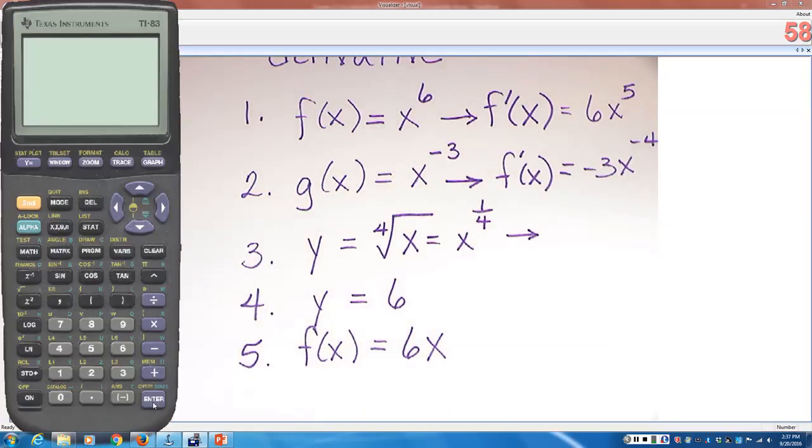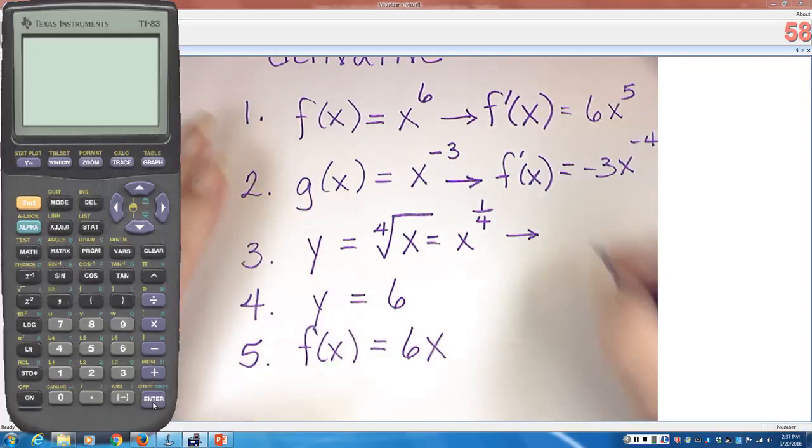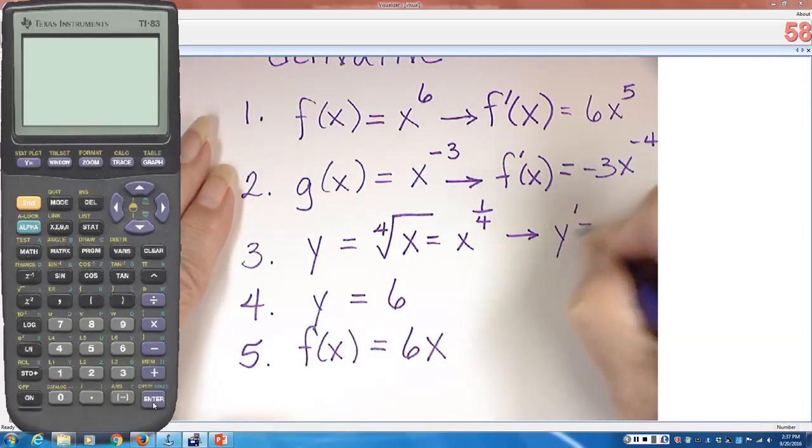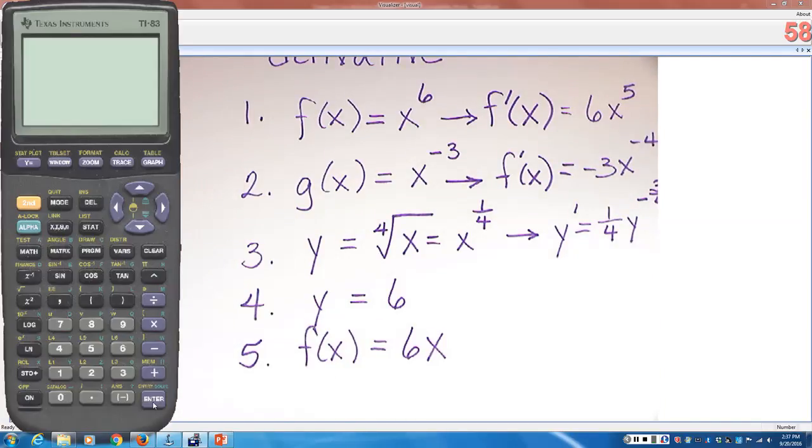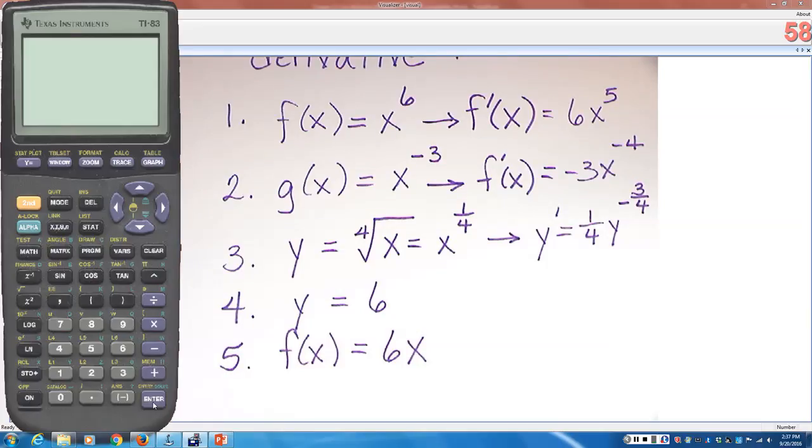The fourth root of x is the same as x to the 1/4 power. Drop the power, decrease the power by 1. Okay?